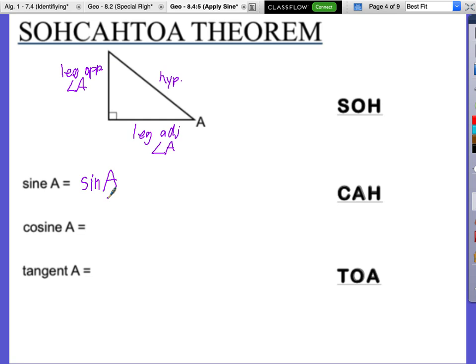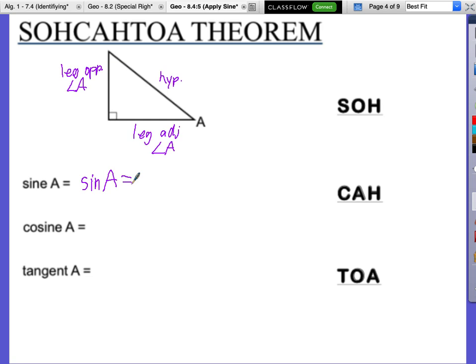So this is the sine function of angle A, and it's abbreviated SIN with the first three letters, but it's still pronounced sine, not sin. If you pronounce it sin, I will correct you every single time. It will get old. I guarantee it.